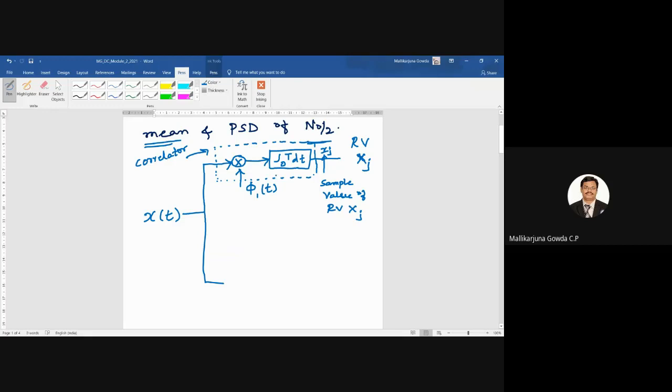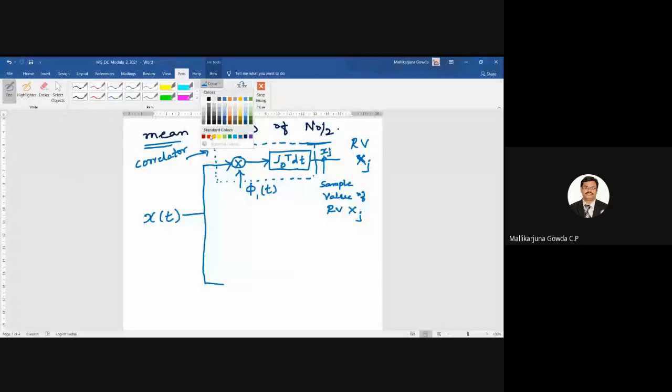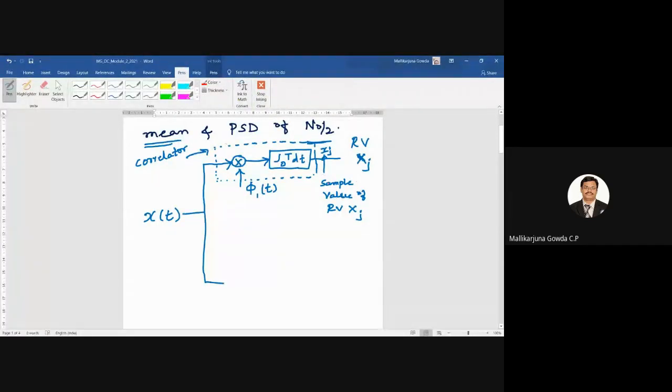So what is this small xj? I will come to that. Let me use a different color. If I substitute j equal to 1 here, the random variable X1 will be equal to si1 plus w1. I will tell you how I got this; that is our goal to derive. Like this, I can have n correlators.